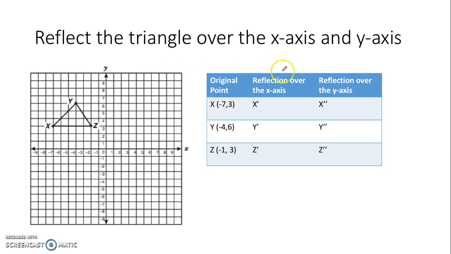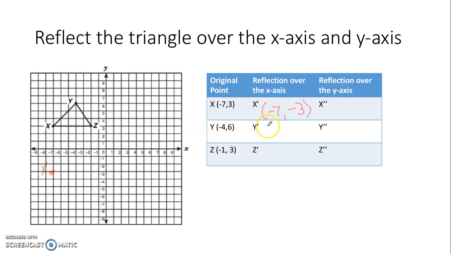Remember, when we reflect over the x-axis, we're going to keep that x value the same, so it's going to stay negative 7, but we're going to do the opposite y value. So that 3 is going to turn into a negative 3. Now we're going to plot the point. We have negative 7, and then 1, 2, 3 down. And that would be X prime.